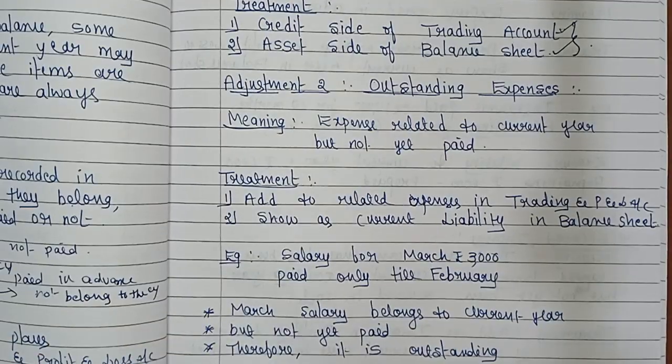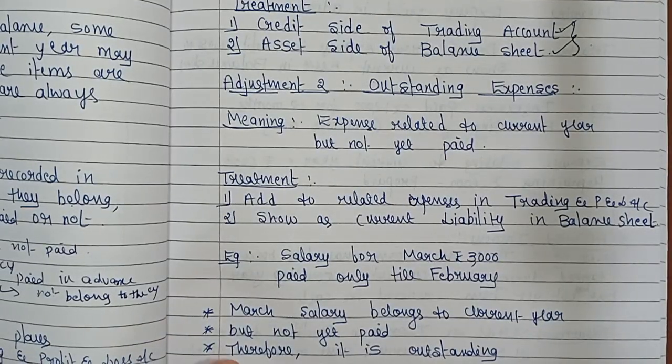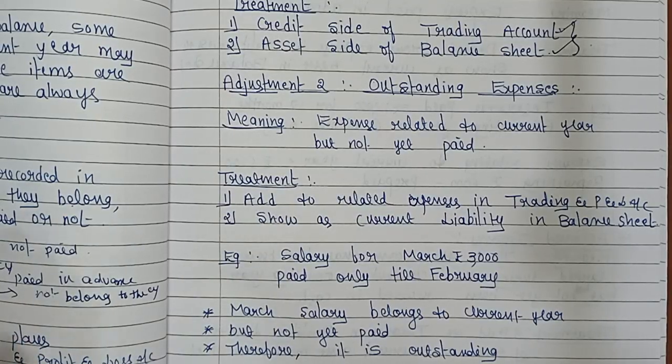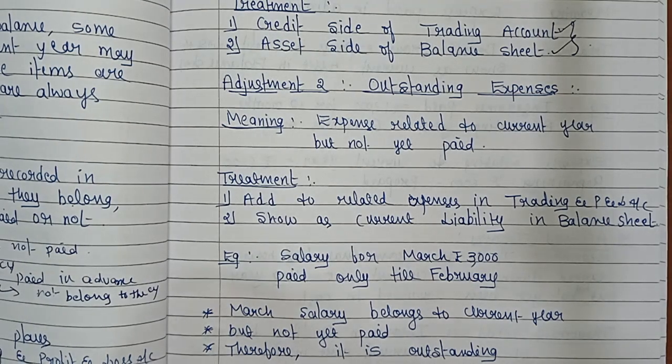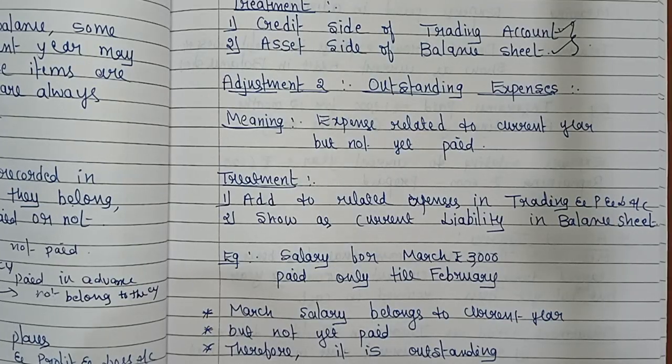And now second adjustment, it is outstanding expenses. Outstanding expenses means what? Expense, in the example I have already explained, it means the expense related to the current year but not yet paid. But not yet paid. Clear? Outstanding expense, it means what? Expense related to the current year but not yet paid.